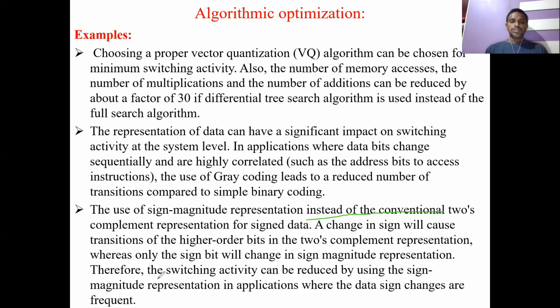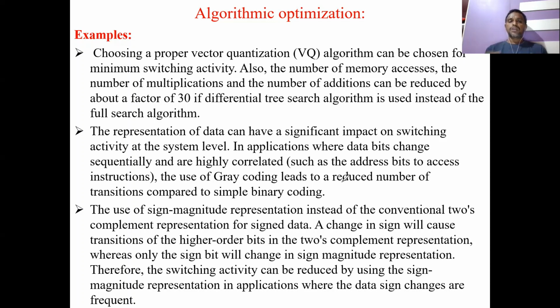Therefore, the switching activity can be reduced by using the signed magnitude representation in applications where data sign changes are frequent. Where the data sign changes are frequent, it is very simple: if you change one bit, that is okay for the signed magnitude representation of signed numbers. But in conventional 2's complement, it is not the correct process. It is not a single transition that takes place; there are more and more bit transitions.